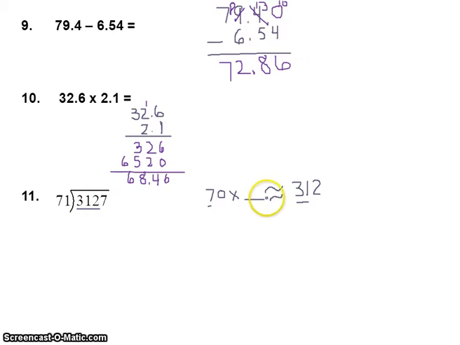Number 11 has a division problem. The first number I could subtract 71 from is 312. I already have my think bubble here. I rounded that to 70. Here's my basic math fact, 7 and 31. 7 times 4 is 28, so 70 times 4 is 280. So let's check that. And that looks like that's going to work, so I'm going to put a 4 here and subtract my 284.